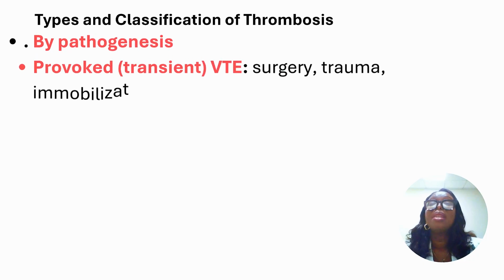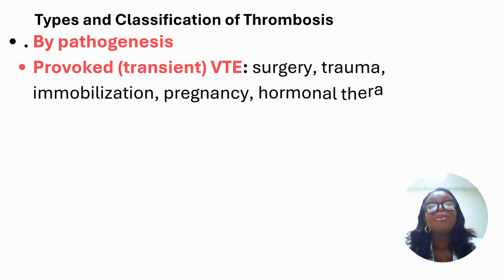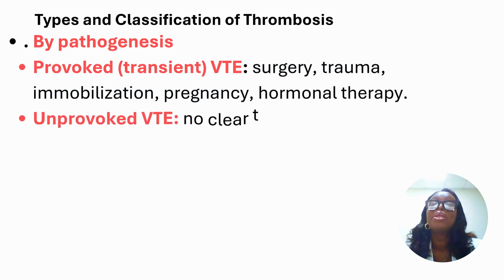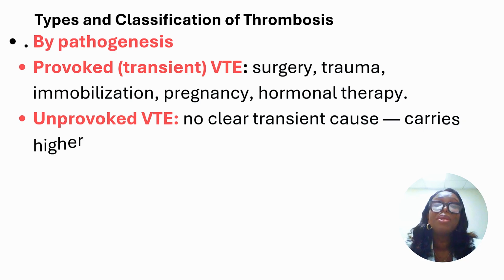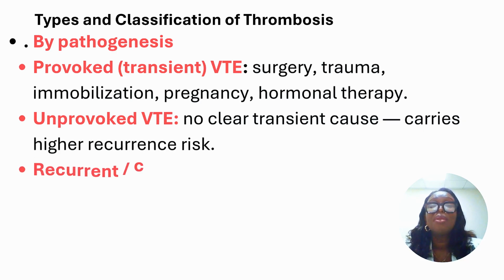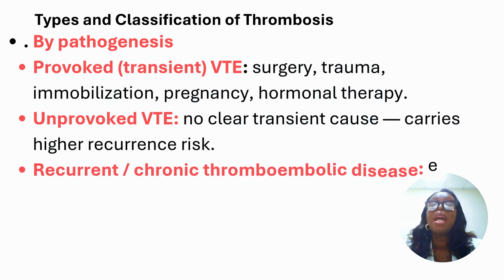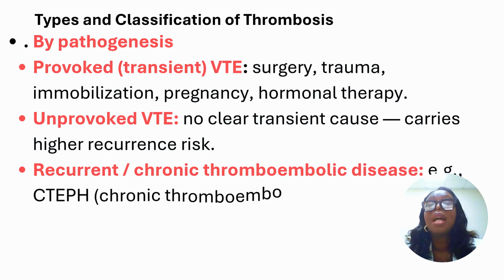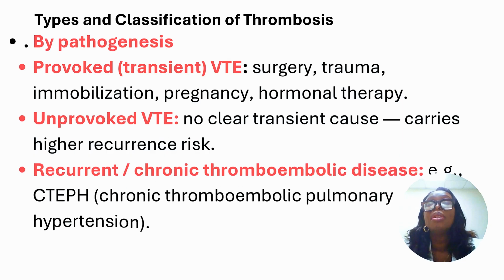We can also classify thrombosis based on pathogenesis. So classification by pathogenesis, we have provoked and unprovoked. Provoked venous thromboembolism, that is, we can talk about transient. That is, when we say provoked, they are transient.